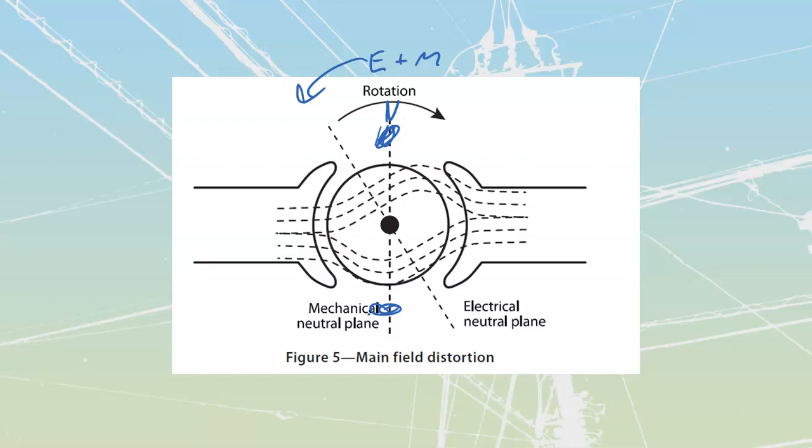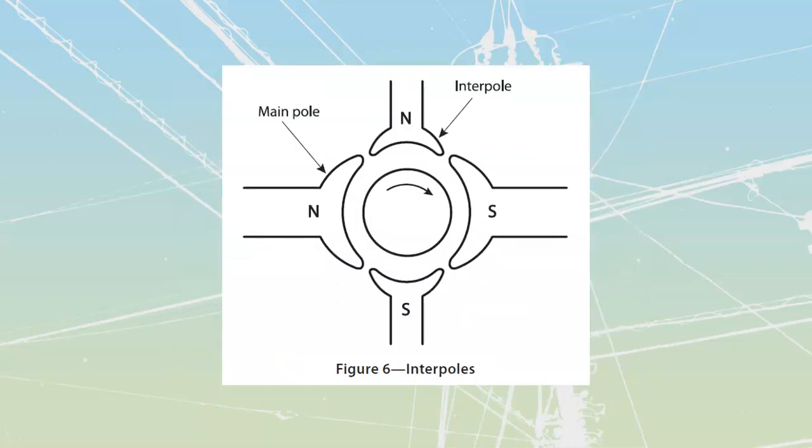One of them is going to be to use interpoles, which are small poles that are going to be placed in between my main poles. We see main poles in this illustration over here, and we see interpoles, which are going to be these two over here. The interpoles are going to be wound with a conductor that is carrying the main armature current, so that once again they are going to have the same value of flux.